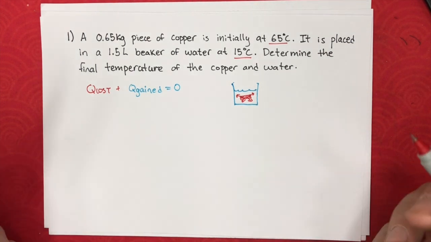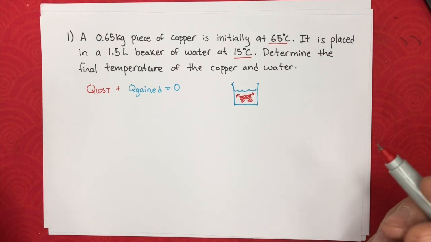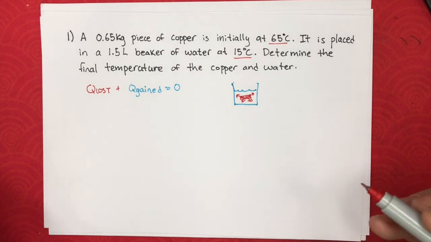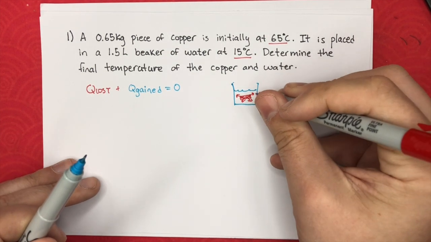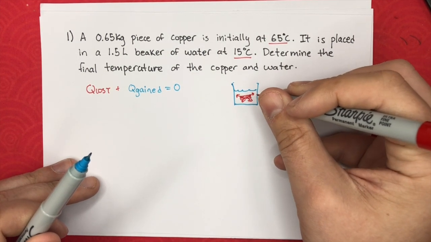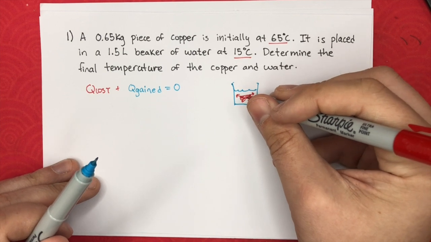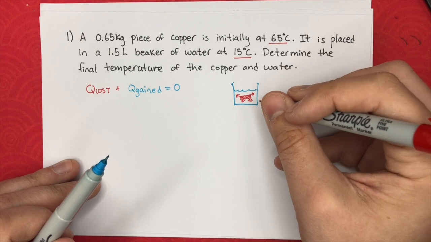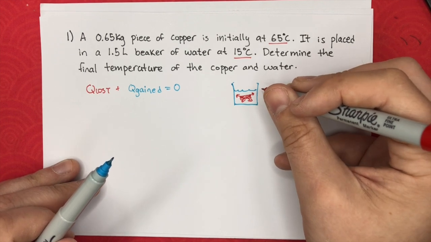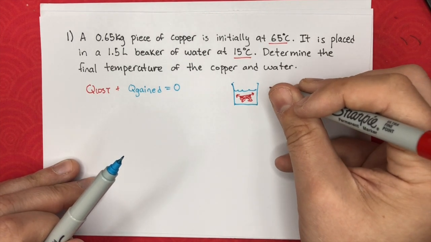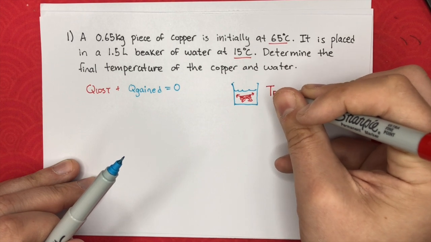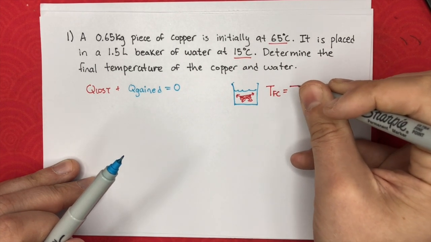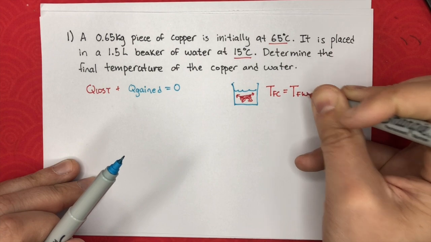Now, one of the secrets of heat exchange, or the secret third rule of heat exchange, is that the final temperatures of both of these objects are exactly the same. That is, when the piece of copper cools down, the water is going to heat up, and they're going to do that until they reach the same final temperature. So the final temperature of the copper is going to be equal to the final temperature of the water.